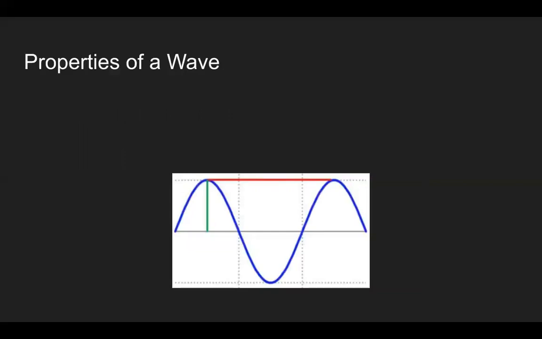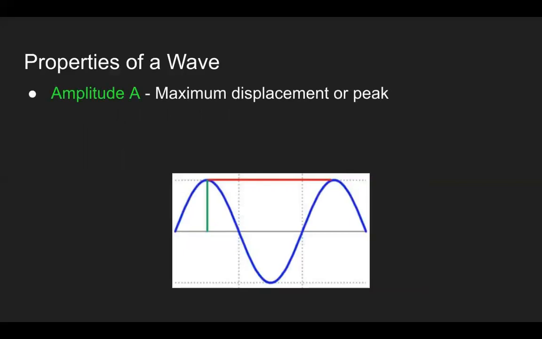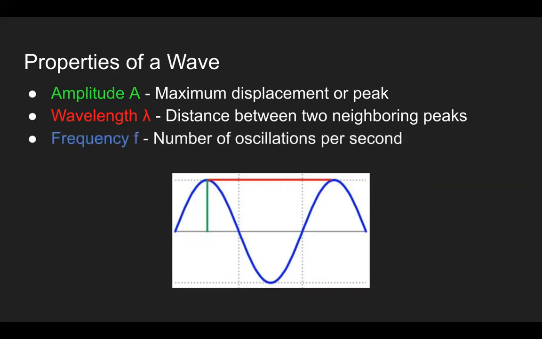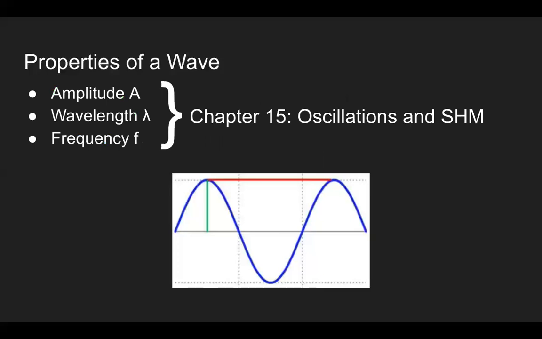Because a traveling wave typically deals with a sinusoid, we can extract some properties from that wave. First is the amplitude, which is the maximum displacement or peak in the graph. Next is the wavelength, which is the displacement between two peaks that are next to each other. And finally, there is the frequency, which is the number of oscillations that occur within a second. These all should look really familiar because they are essentially from the oscillations and simple harmonic motion chapter.